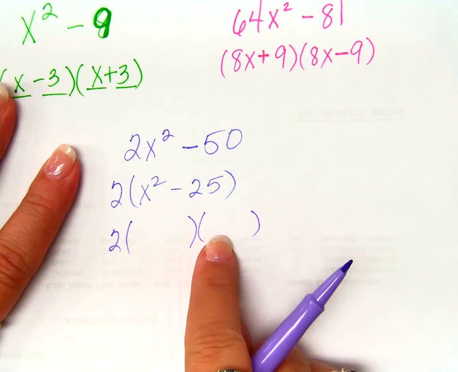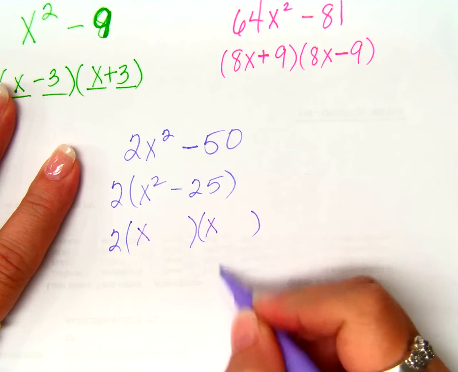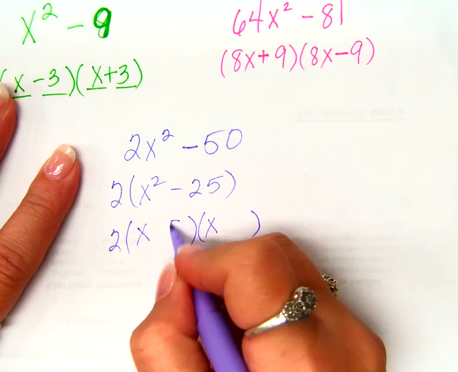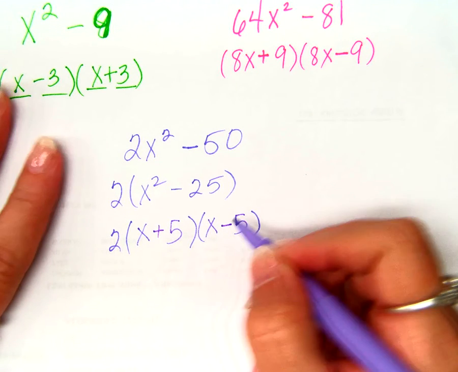What goes in the first part of each binomial? Good. What goes in the last part of each binomial? 5. And what about the signs? They're just opposite. Done.